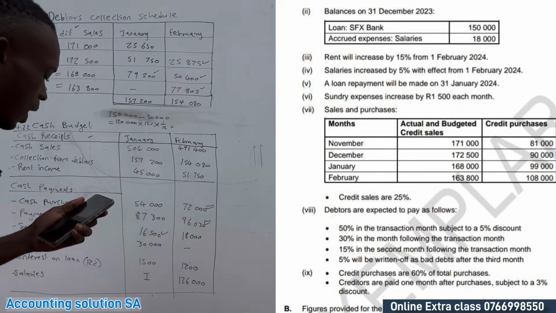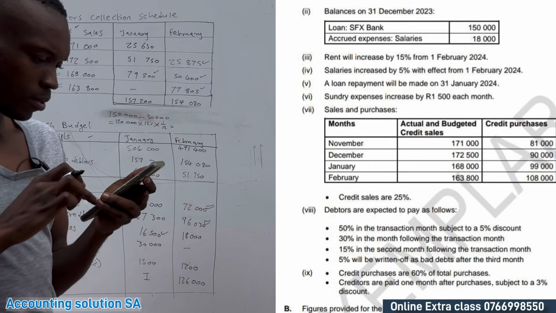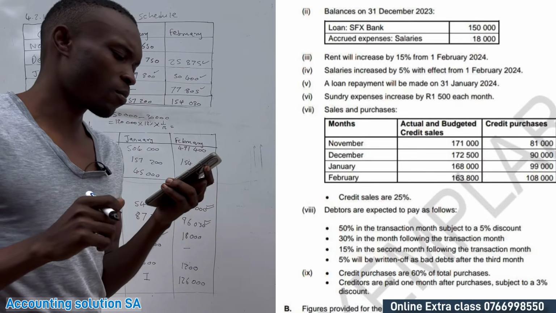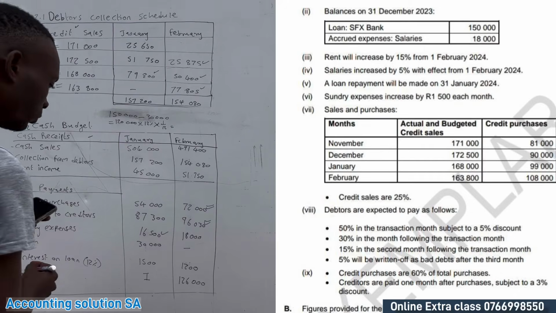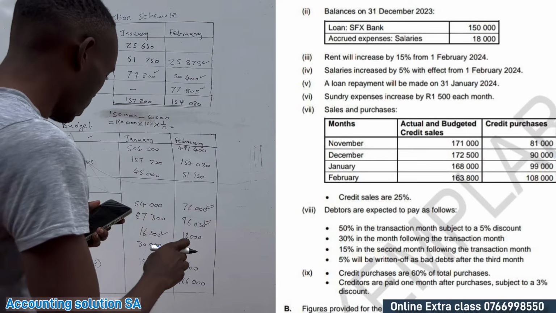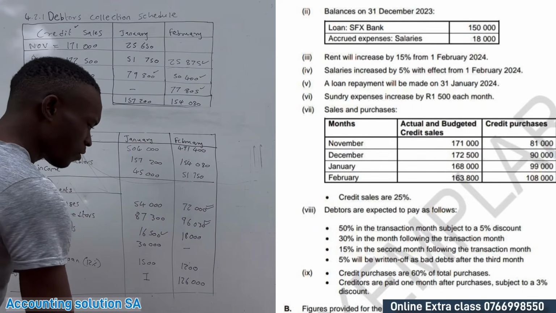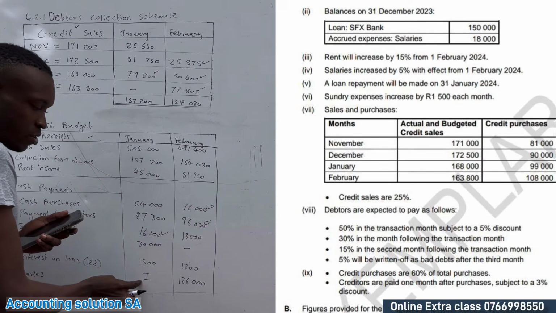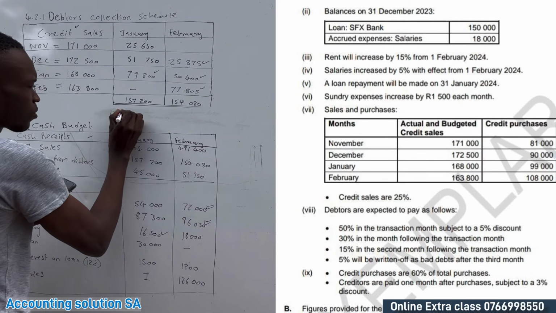Okay, the last one, salaries. Where is it? Salaries increased by 5% with effect from 1 February 2024. Okay, what are we going to do now? Because they say that this increased by 5%. Now we are looking for before increase. Because it's January. January is before increase, and they give us February, which was after increase, because it has increased on February.